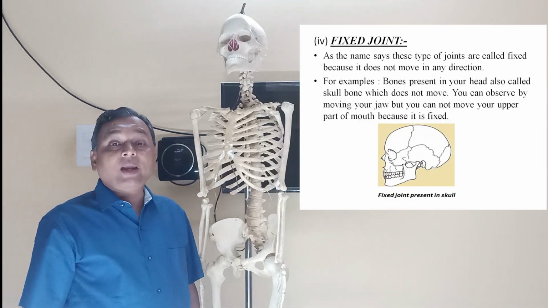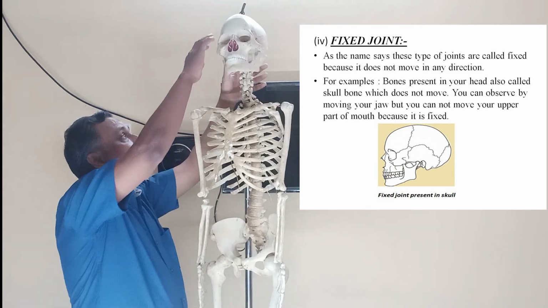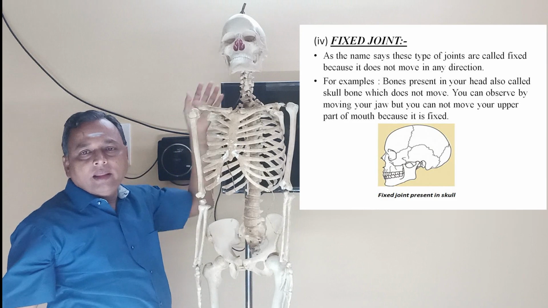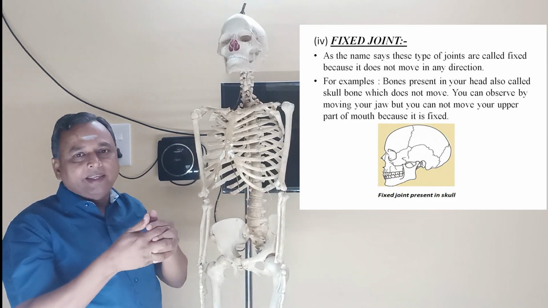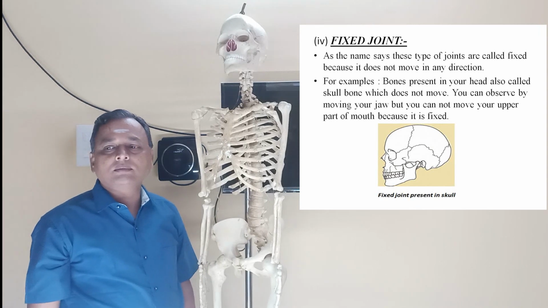Then the fixed joint. In the case of the head, there are 8 bones. All these bones are flat bones. They are all joined tightly. No movement. That is called a fixed joint.